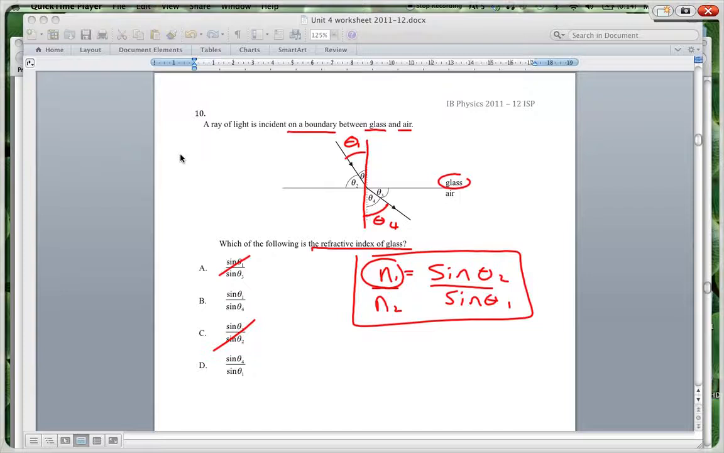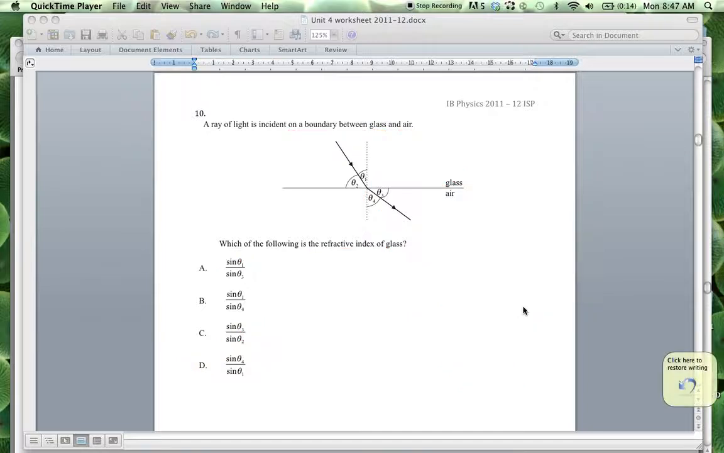So n1, n2 would equal 1 because the refractive index of air we assume to be 1. Now this would be our theta 4 because this is going into there. So we would have sine of theta 4 over sine of theta 1. So D would be the correct answer. Okay, if you need any help with working with those ratios, please come and see me about that. I can go through that with you again.